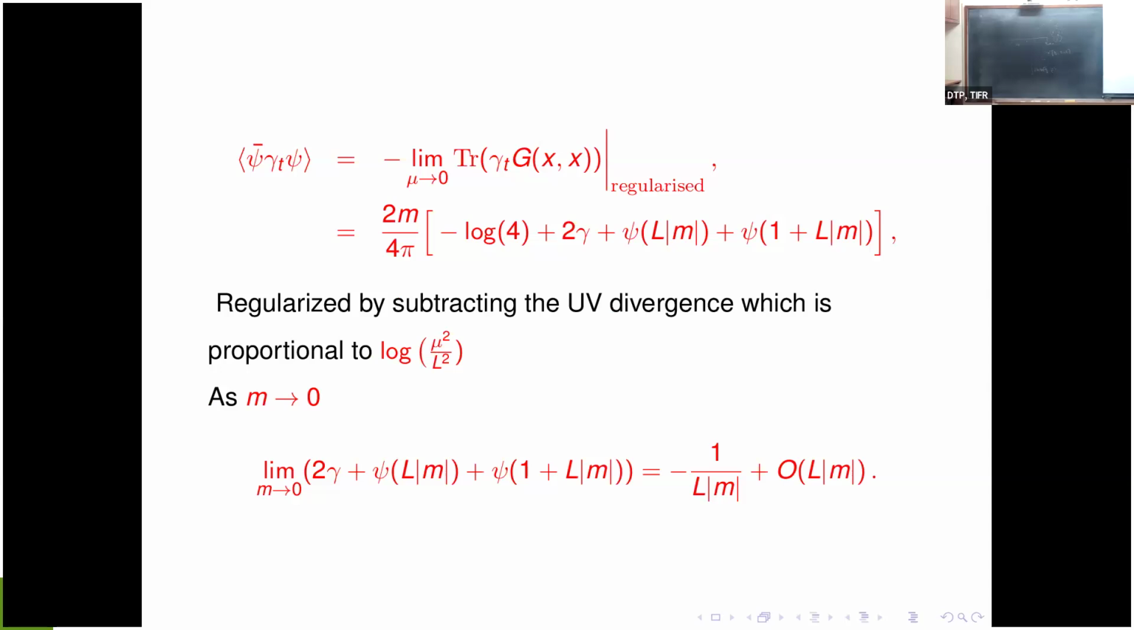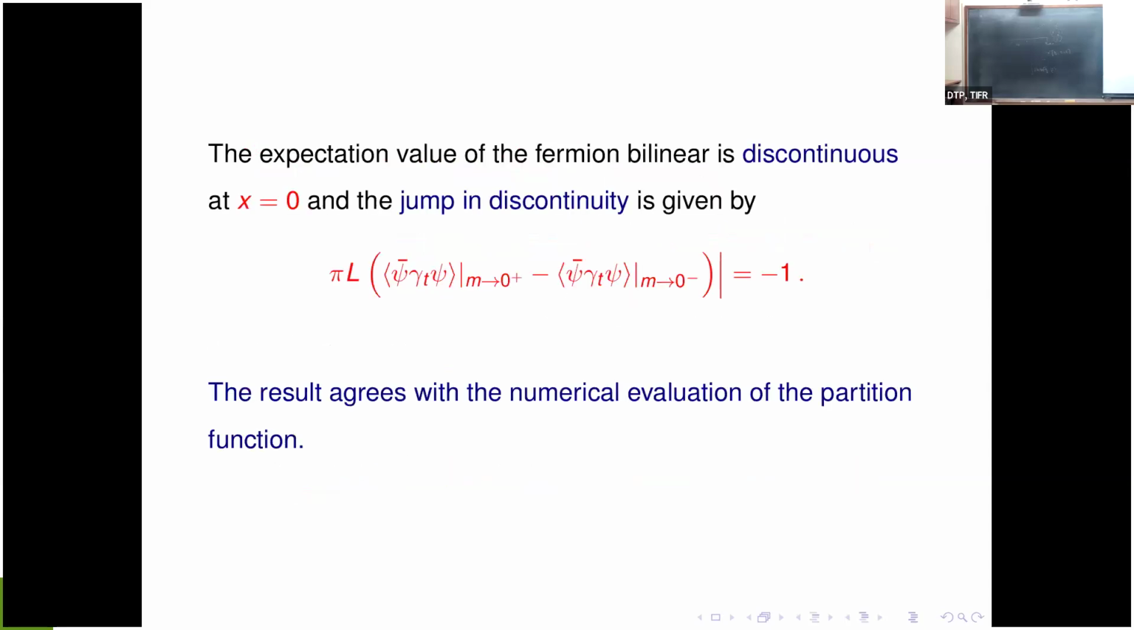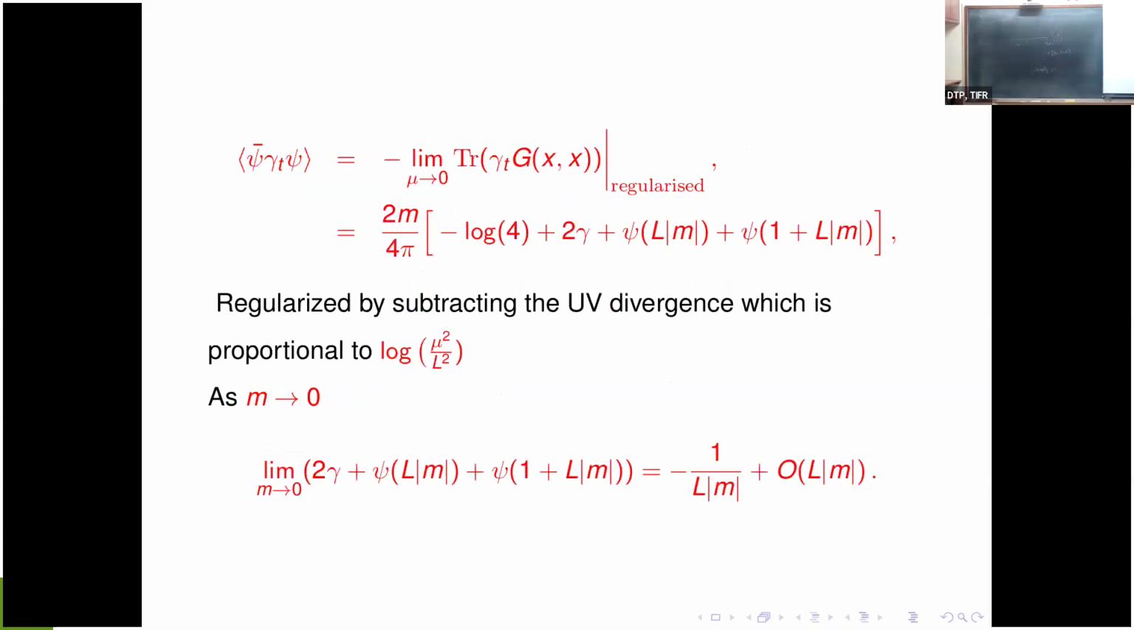And then you see that you have this particular form. This is some constant which can depend on the regulator, but this structure is there. And if you take the m going to 0 limit, it goes as 1 by Lm, this structure. And then m times that will obey the same discontinuity which we saw in the numerics. You can see that again. So as m goes to 0, it has this 1 by Lm structure. And then when you multiply this m, so that m by mod m comes, and then you have that discontinuity structure.